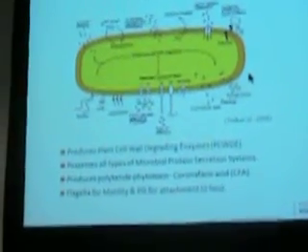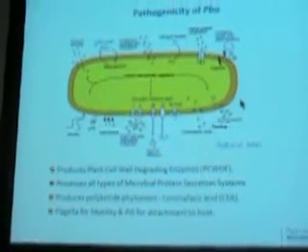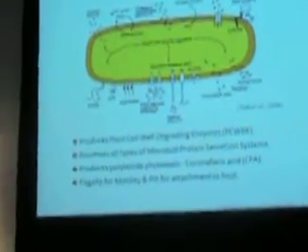Many of the virulence factors associated with this bacteria have been identified. Here, this picture shows an illustration of a Pectobacterium atrosepticum cell and its virulence factors. This bacteria produces plant cell wall degrading enzymes such as cellulases and pectinases. It also possesses all types of microbial protein secretion systems such as type 3. As previously described by the previous speaker, Andy, this bacteria produces a very important phytotoxin known as carotovoricin.